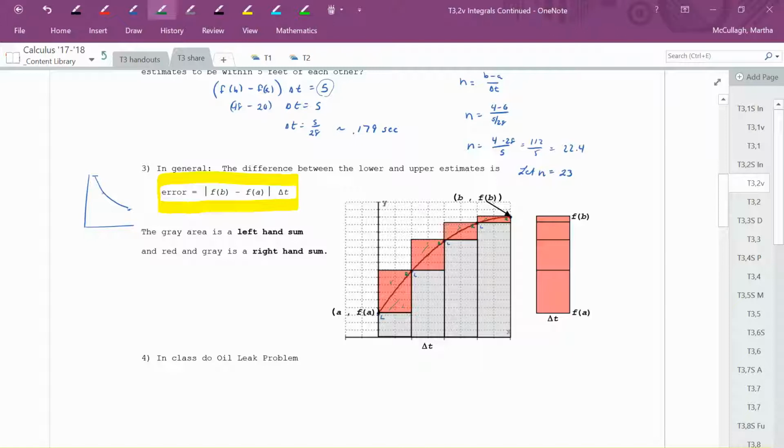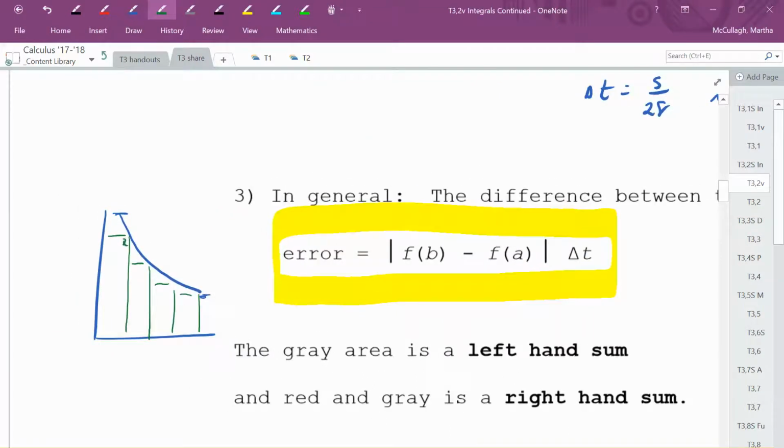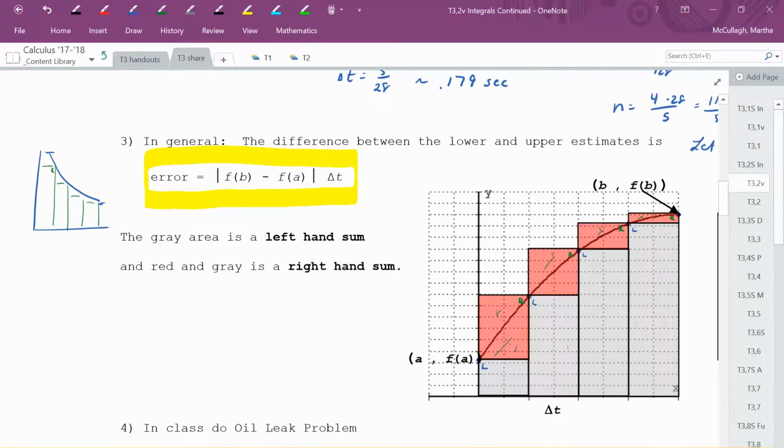If we come back and look at this really rough sketch, if I draw in these rectangles that are underneath the curve, it's an underestimate of the area. It's the upper right-hand corner that's now hitting the curve. So in this case, it's a right-hand sum, and it is an underestimate. So we can't say that the left is always an underestimate or the right is always an overestimate. It depends on whether the curve is an increasing or decreasing function.